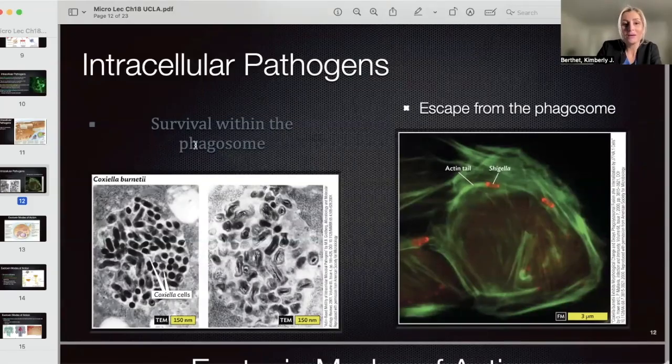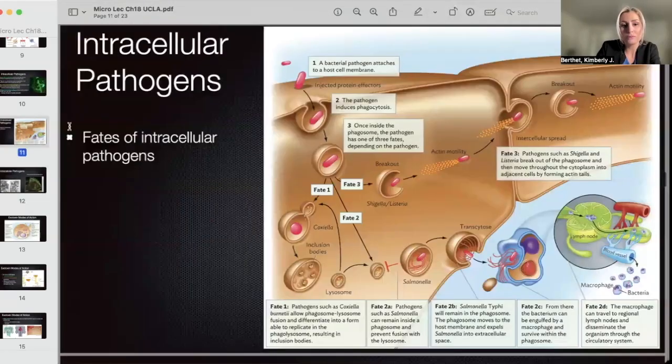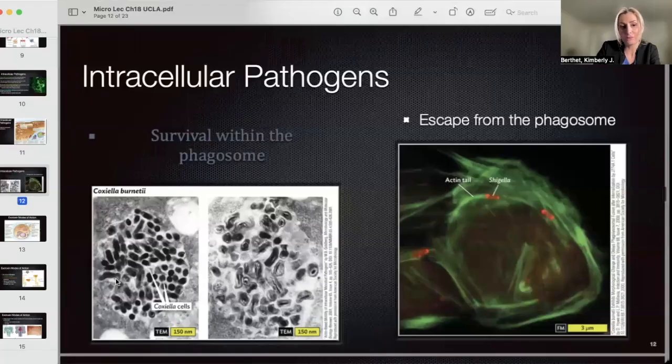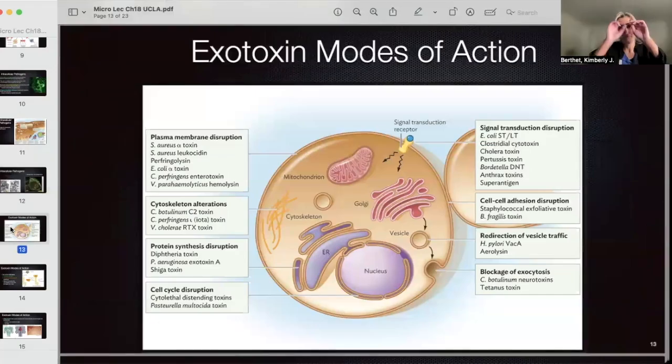Here we see survival within a phagosome. That would be something like Salmonella, like we see here, living within the phagosome, reproducing within the phagosome, the cells itself. Okay, let's look at exotoxin modes of action.